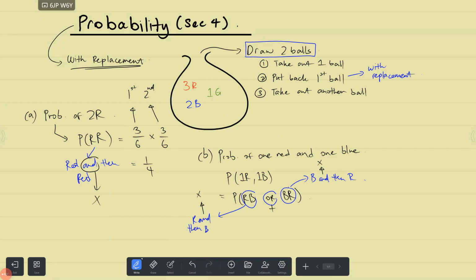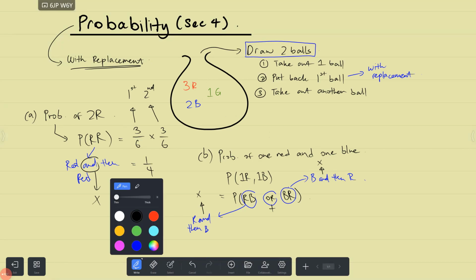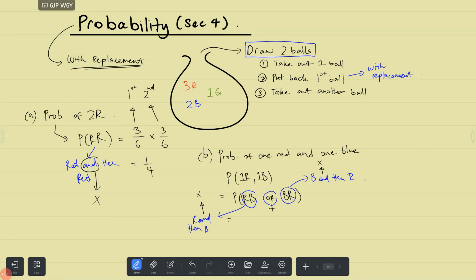So how will the working look like? Look at the following. Red, what's the probability of drawing a first red is 3 out of 6 multiplied by 2 out of 6, or 2 out of 6, which is the probability of you getting a blue first, followed by a red, which is 3 out of 6. Calculate this, and you get 1 out of 6.